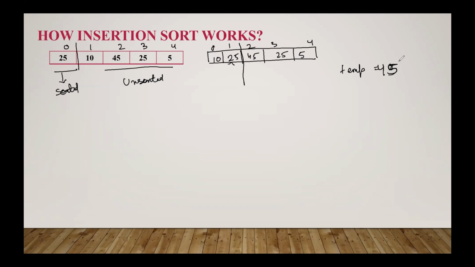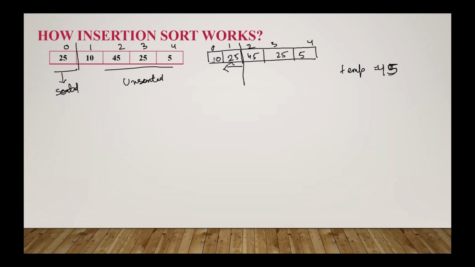Then what is our objective? Our objective is to put the 45 into its proper place. So how to do it? Here, this part is a sorted array, so there is no need to move this way; we have to move this way. If it is index 2, then we traverse from index 2 minus 1, that is, from the previous index. So we have to check whether 25 is greater than 45. No, it is not. Then what happened?